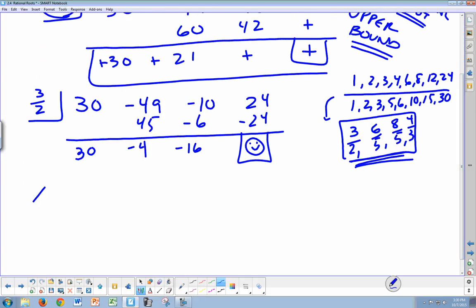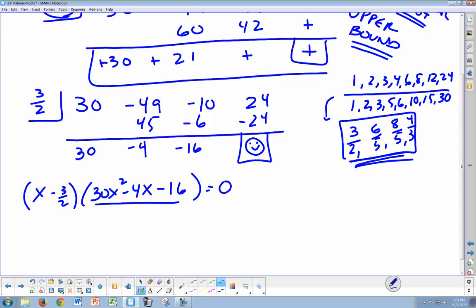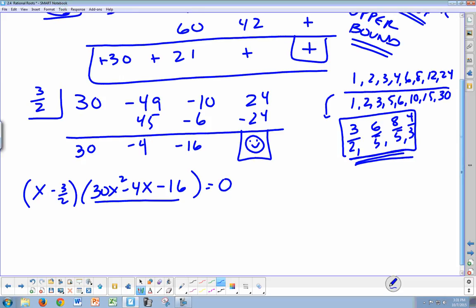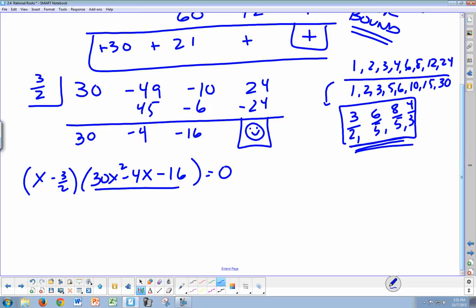So we have an x minus 3 halves, and we've got a 30x squared minus 4x minus 16, and I'd like to show you how I can simplify this a little bit. I'm going to factor out a 2 out of that second term, and I'm going to jump that 2 over into the other binomial. That'll give me 2x minus 3 and 15x squared minus 2x minus 8 equals 0.